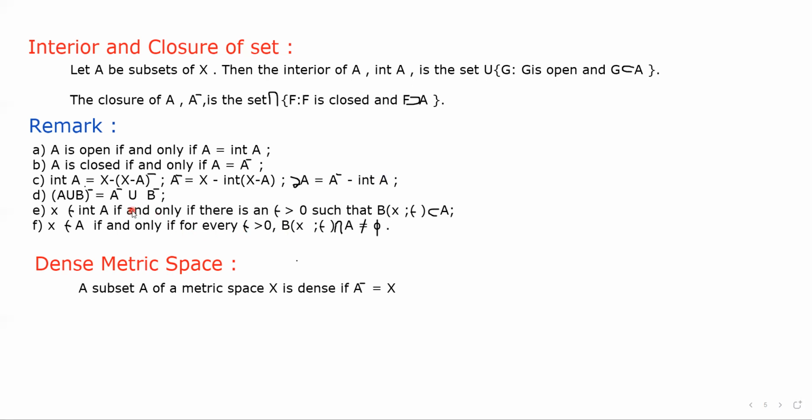Fourth, the closure of the union of sets A and B equals the closure of A union the closure of B. Fifth, x belongs to the interior of A if and only if there is an epsilon greater than 0 such that a ball with center x and radius epsilon is a subset of A. And sixth, x belongs to the closure of A if and only if for every epsilon greater than 0, the ball with center x and radius epsilon intersection A is not equal to phi.